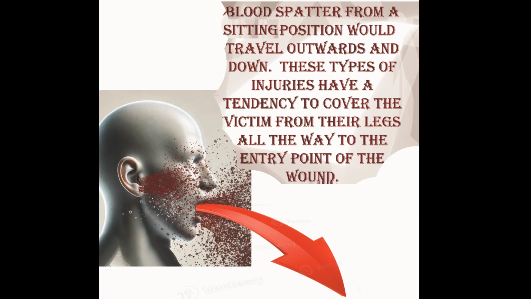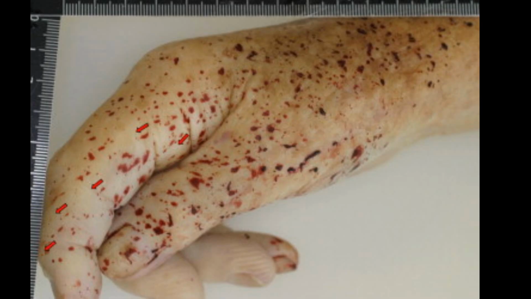Positioning is another crucial factor. If Kurt Cobain had been sitting upright when the shotgun discharged, we would expect to see blood spatter propelled outward and downward due to gravity, likely landing on his arms, hands, and surrounding surfaces. However, the absence of spatter supports the position of Kurt lying flat on his back when the gun discharged.